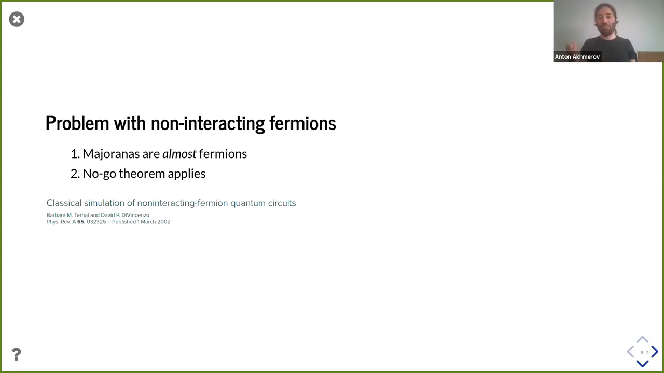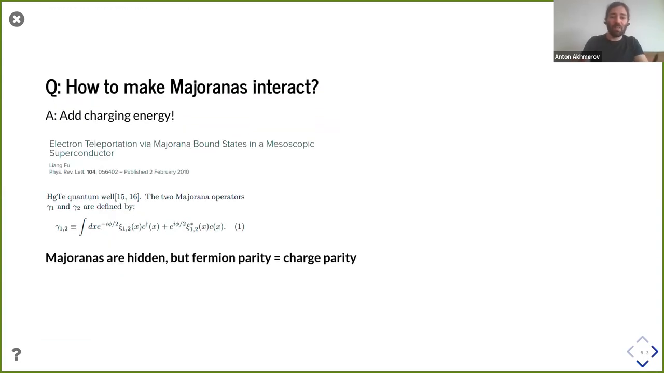And it turns out if you have non-interacting fermions, so if the only operators that you have at maximum contain two fermionic operators, so they're all quadratic, not more, then a classical computer can efficiently simulate such a circuit. In other words, even if we break the topological protection, bring Majoranas close together, let them interact, they will still stay non-interacting fermions, effectively special but non-interacting. And that means there is no way to implement a quantum computer using non-interacting Majoranas. That's a problem. That's where interactions come in.